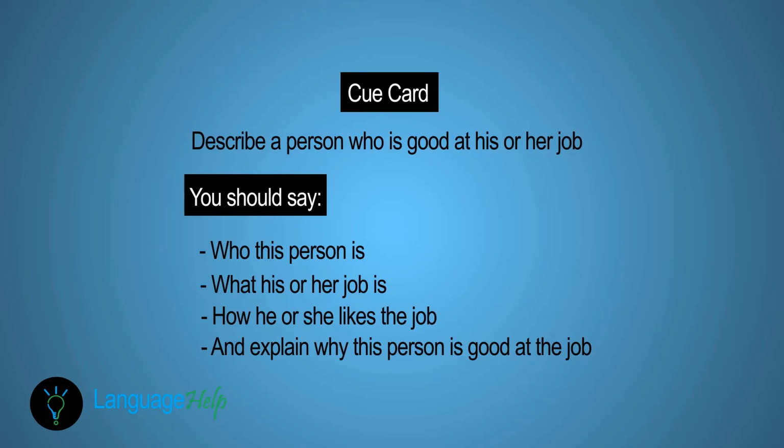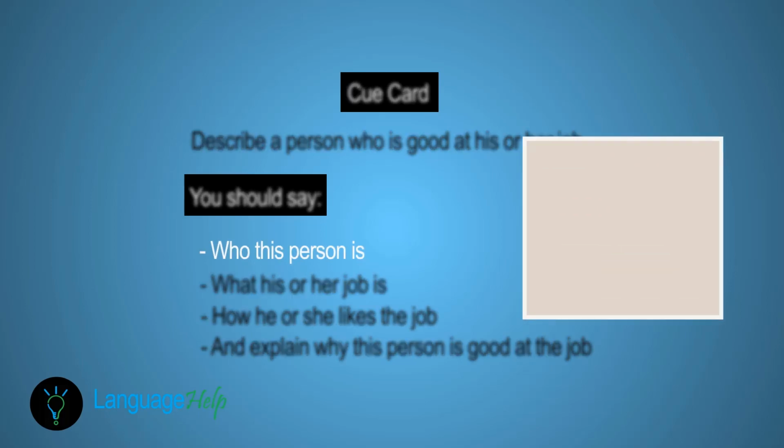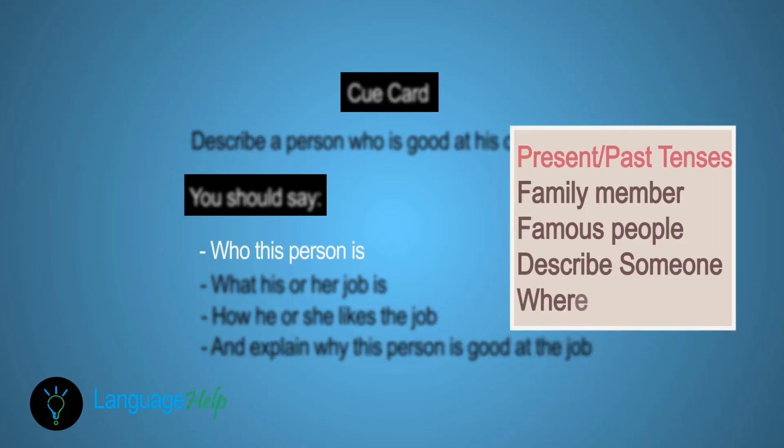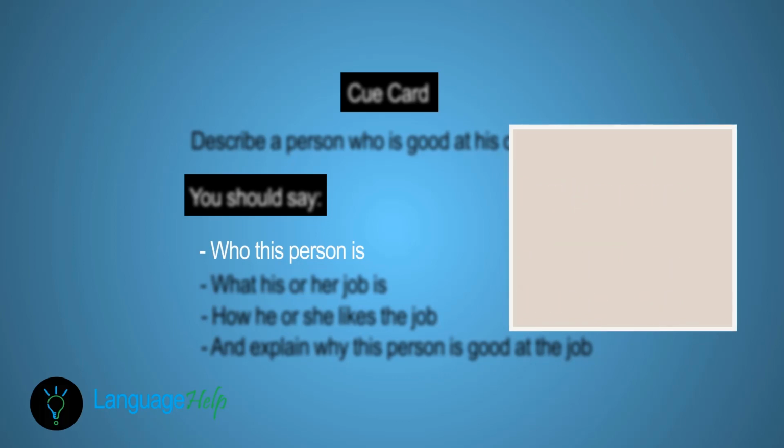The first cue is who this person is. On your paper, draw a box and note down the tense that you'll be using to accomplish this task. If you cannot decide on the tense, you can always rely on the tense of the cue. In this case, the cue tense is the simple present tense. But I would also like to use the simple past tense to talk about how I met this person.